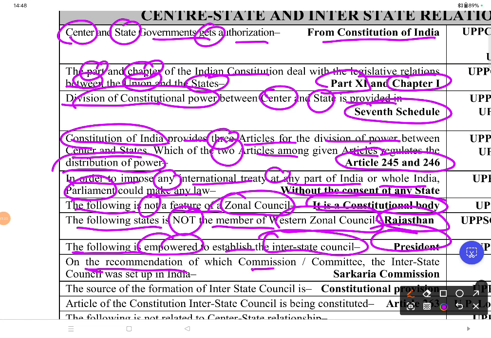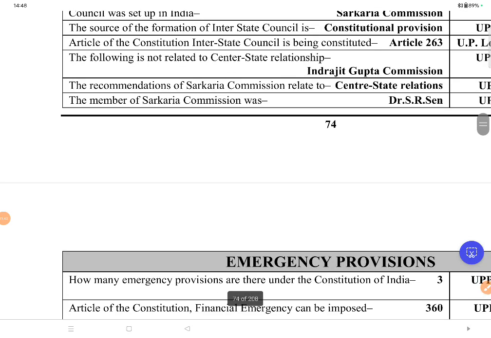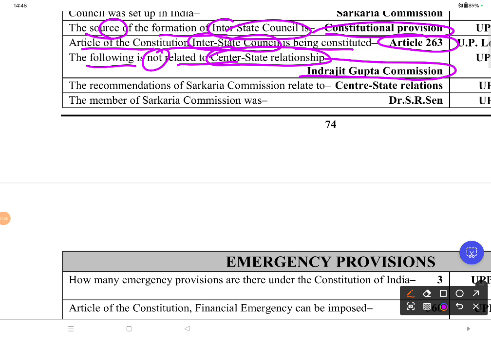On the recommendation of which committee was the interstate council set up in India? Sarkaria Commission. The source of the formation of the interstate council is a constitutional provision. The interstate council is constituted under Article 263. The following is not related to center-state relationship: Indrajit Gupta Commission. The recommendations of the Sarkaria Commission relate to center-state relations. A member of the Sarkaria Commission was Dr. S.R. Sen.